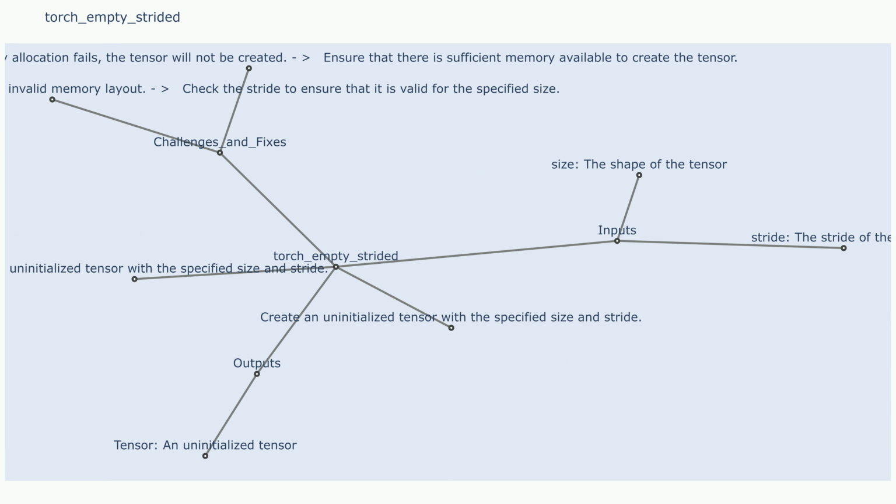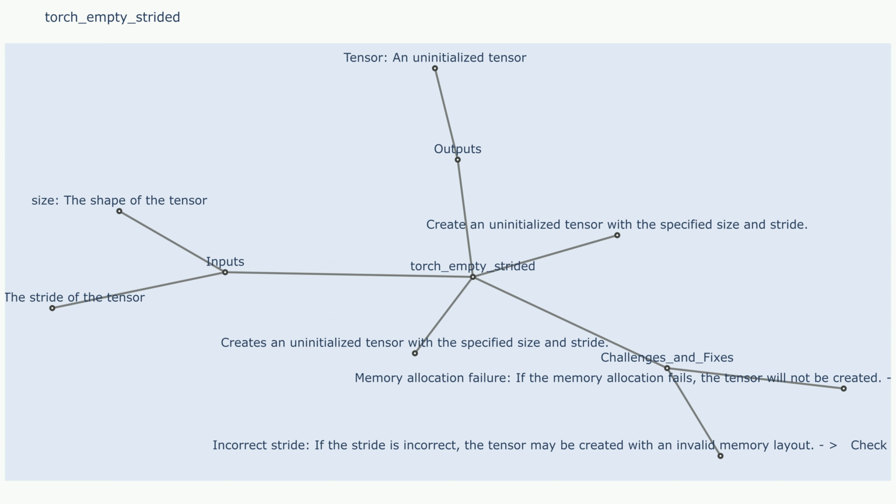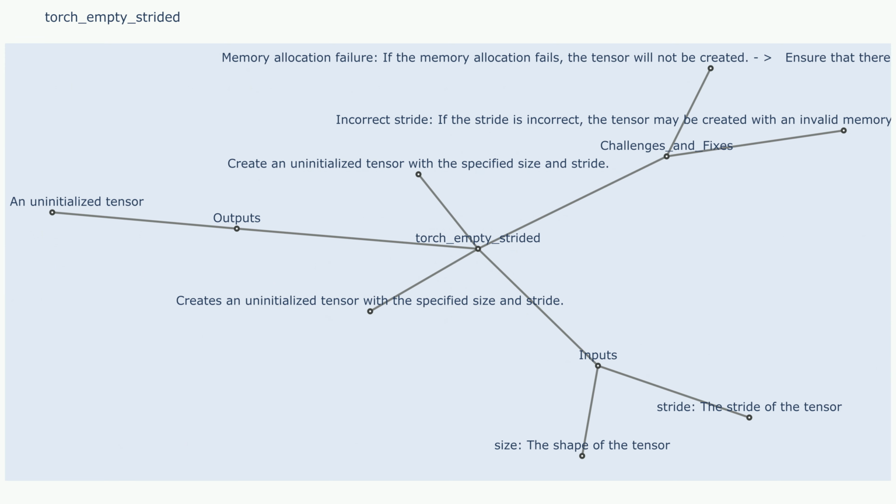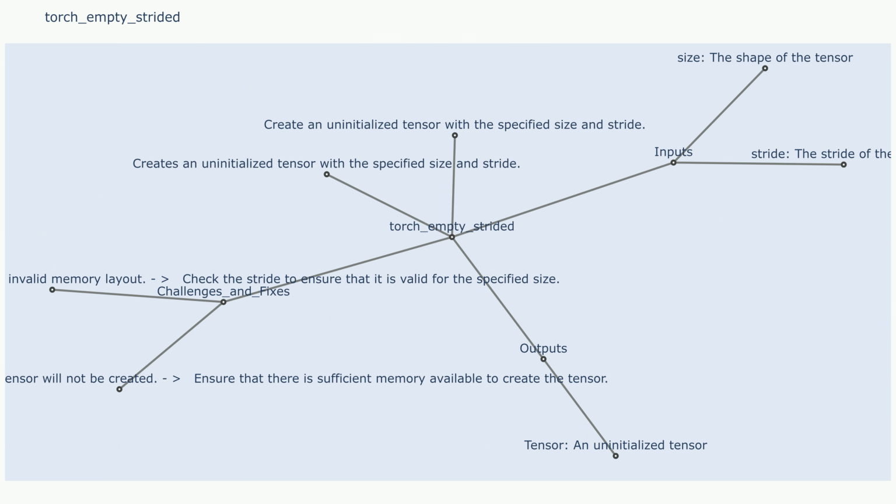Inputs. Size: a tuple or list specifying the desired shape of the tensor. Each element in the tuple represents the size of the corresponding dimension. Stride: a tuple or list specifying the stride of the tensor along each dimension. The stride determines the memory offset between elements in each dimension.